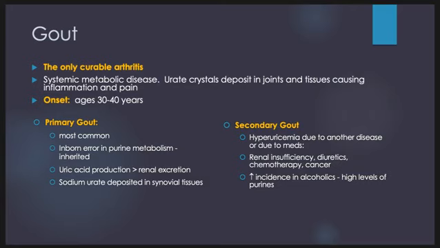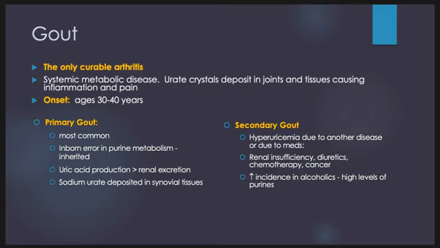Gout is a systematic metabolic disease characterized by increased uric acid levels in the body. These urate crystals deposit into the joints, causing, again, inflammation and severe pain for patients. There are types of gout. Primary gout is the more common type, and there is a genetic disposition to it. Basically, there is an issue with purine metabolism.